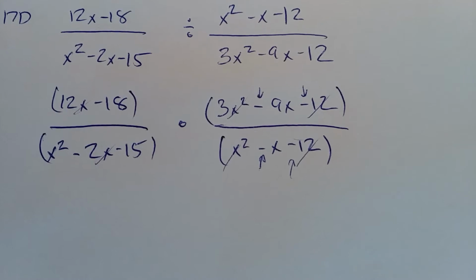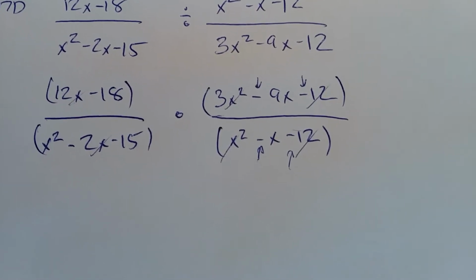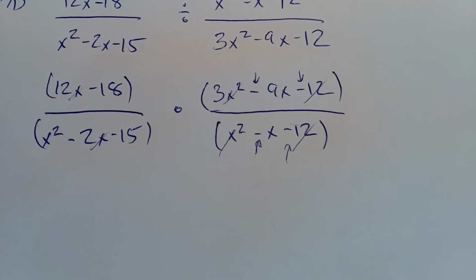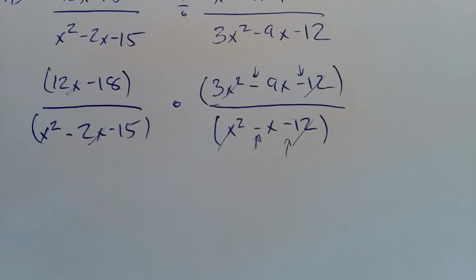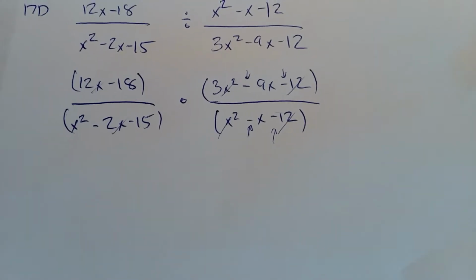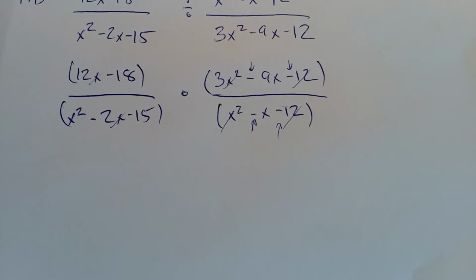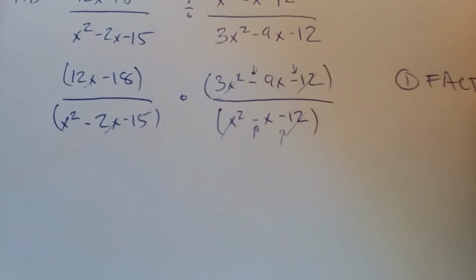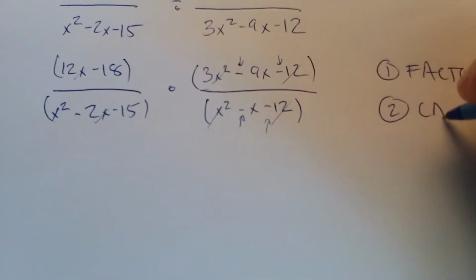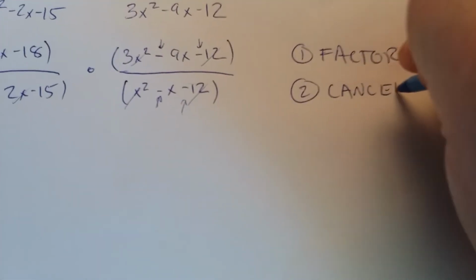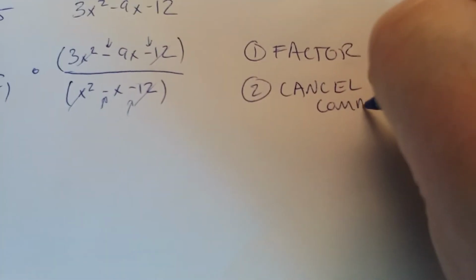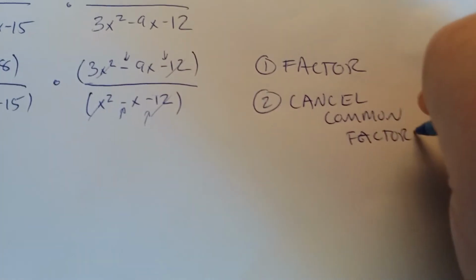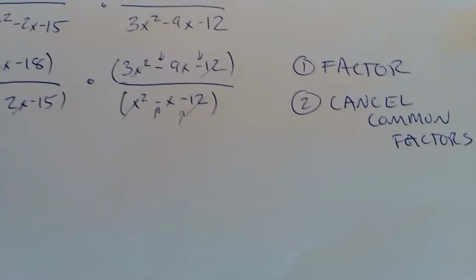And remember, that's our goal. Right now, this fraction looks really messy. Our goal is to cancel out all of the common factors and reduce these fractions so they are much simpler. So the first thing I have to do is factor everything. So let me write that down. Step 1, factor. Step 2, cancel common factors. That's it. That's all we do for the whole chapter. Factor and cancel common factors.